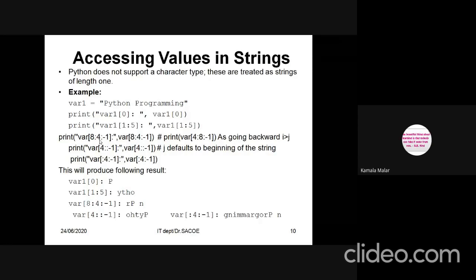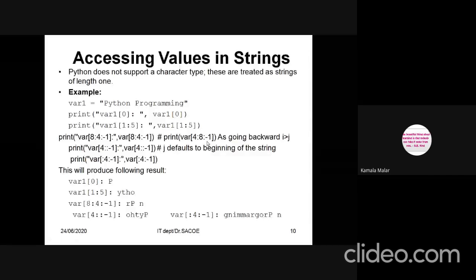But if you traverse from right to left, that is, with a negative step index, then obviously the start index should be greater than the end index. Only then will you get output. If you give it in this manner, there will be no output. This is the reason for that.